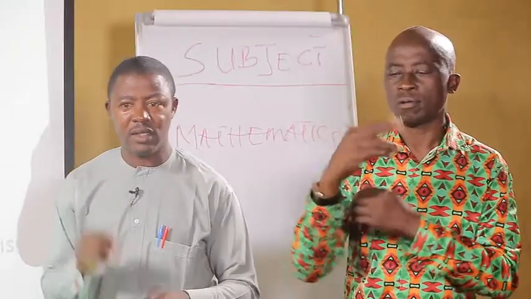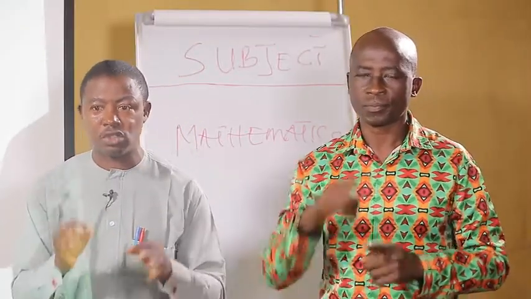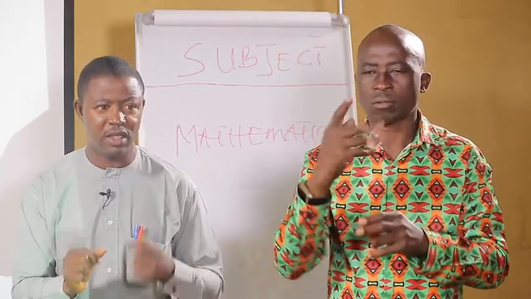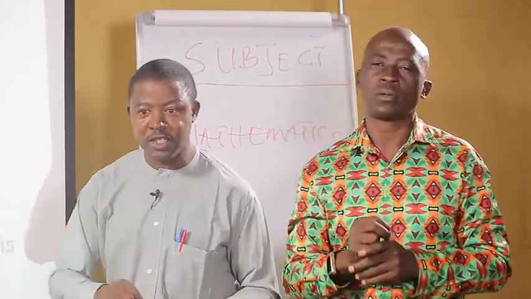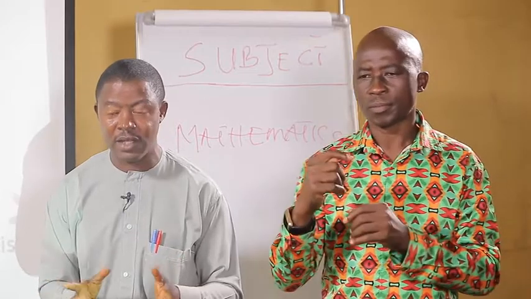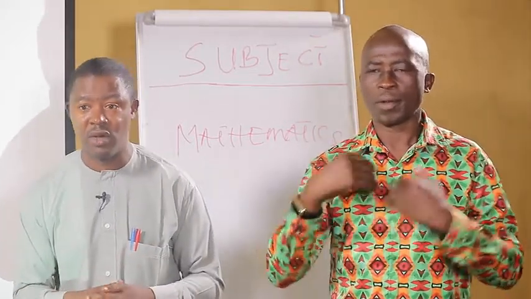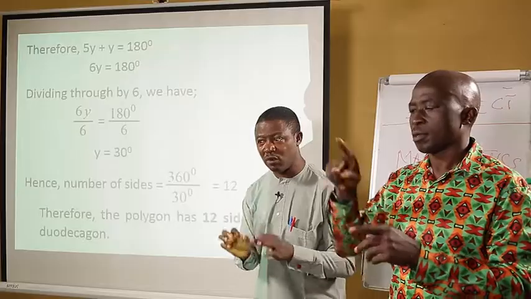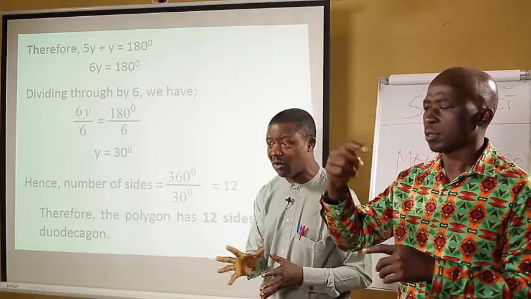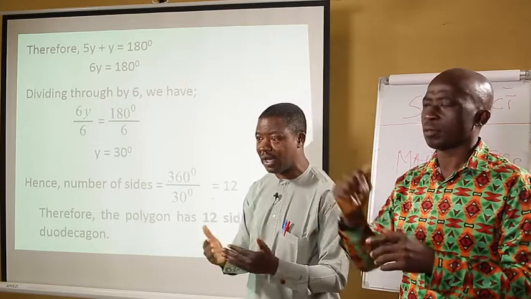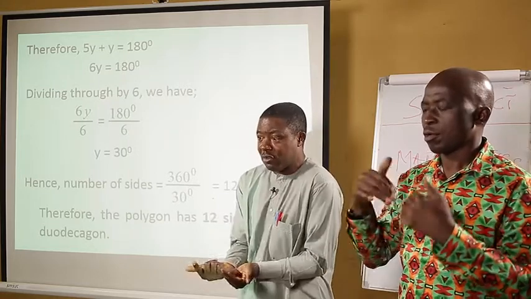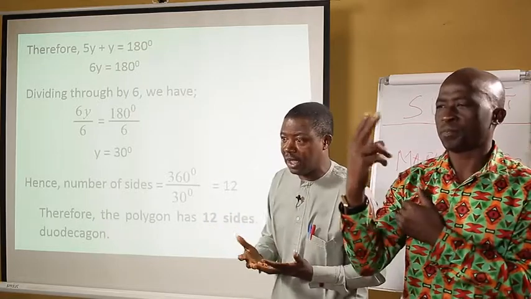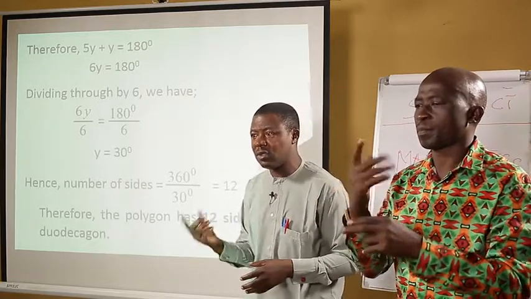My student, the question went ahead to say we should suggest a name for the polygon. Since the polygon has 12 sides, it therefore means the polygon is a dodecagon, because a dodecagon is a polygon bounded by 12 sides. Now we deduce the number of sides as 12, which predicts the name of the polygon as dodecagon.